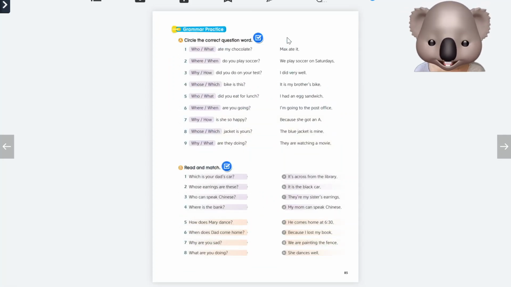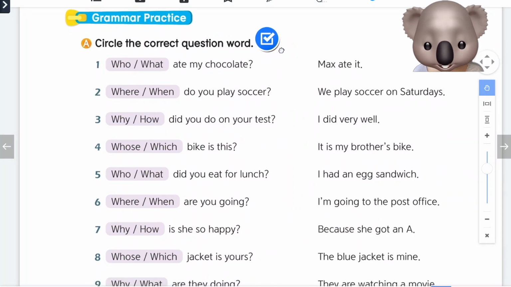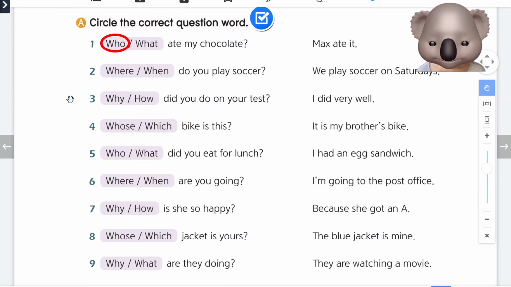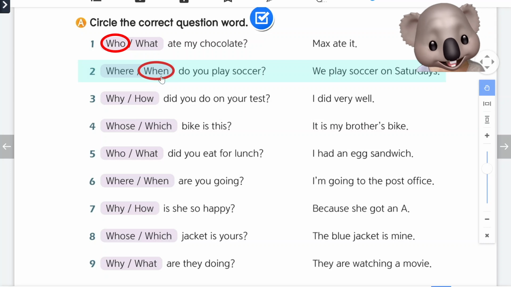On page 85, the directions say to circle the question word. Number 1 says who 또는 what ate my chocolate? Max ate it. Max. Max는 사람이잖아. So we will use who ate my chocolate? Number 2, where 또는 when do you play soccer? We play soccer on Saturdays. 요일이 나오네. 그럼 어디 사용할까? 아니면 언제? Good. When do you play soccer?